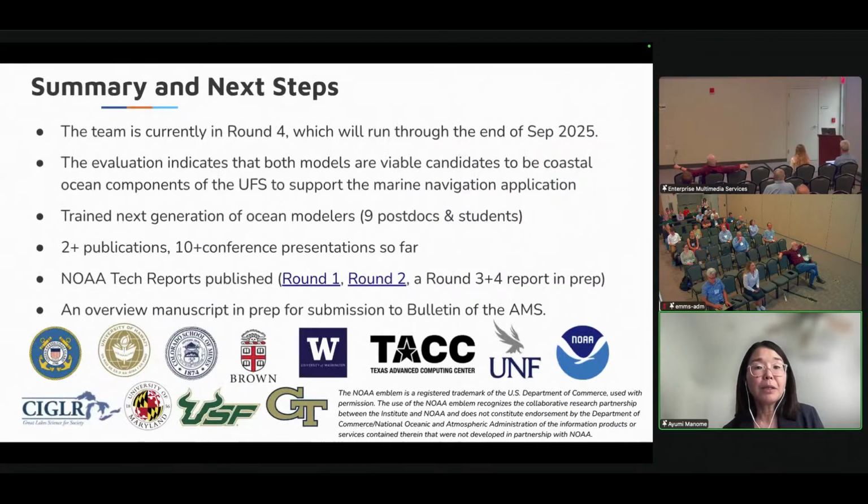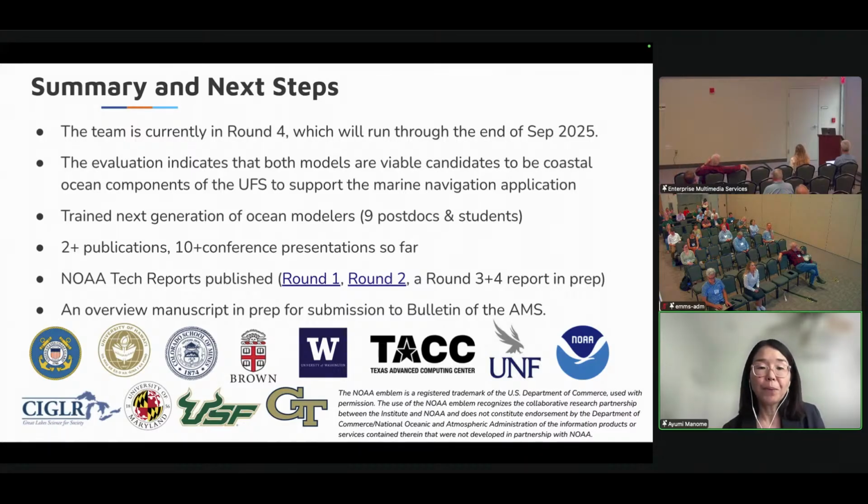Okay, summary and next steps. We are currently in round 4, which will run through the end of this month. Evaluations so far indicate both models are viable candidates to be the coastal ocean model component of the UFS to support marine navigation applications. The team has trained next generation ocean modelers: 9 postdocs and students, 2 peer-reviewed publications, 10 conference presentations so far. We also have 2 NOAA tech reports published from phase 2 and 1 more in prep.